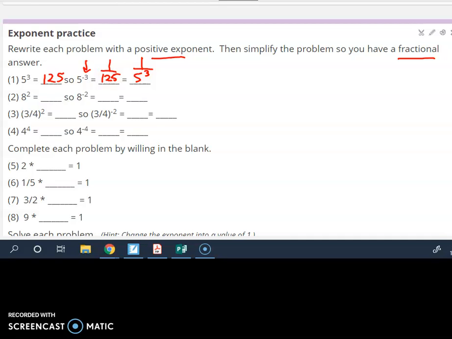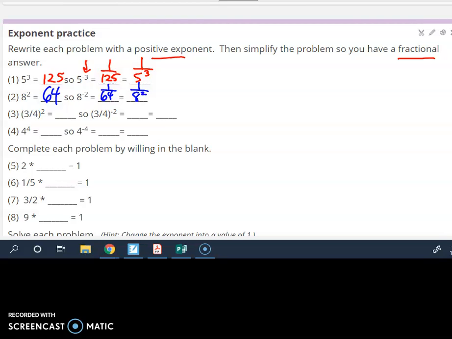If you haven't finished the rest of these, 2, 3, and 4, maybe this would be a good time to turn the video off and continue doing the problems on your own, and then turn the video back on when you're ready to continue. So 8 squared is 64, so 8 to the negative 2 is 1 over 64, or 1 over 8 squared.